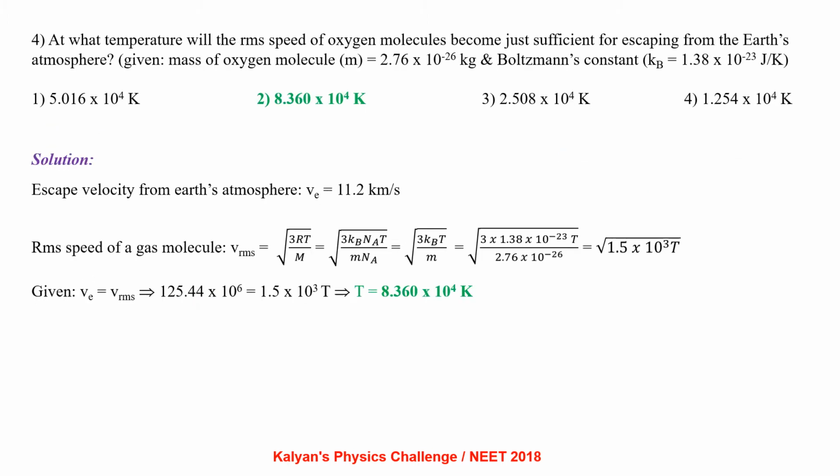At what temperature will the RMS speed of oxygen molecules become just sufficient for escaping from the Earth's atmosphere? Escape velocity from Earth's atmosphere is 11.2 km per second. RMS speed of a gas molecule is given by the formula root of 3RT by M, which can be rearranged into root of 3 times Kb into T by m, where Kb is Boltzmann's constant, m is mass of each molecule, and T is absolute temperature. Upon substituting the values, we get Vrms equals 11.2 km per second. So the temperature is 8.360 times 10 power 4 Kelvin.